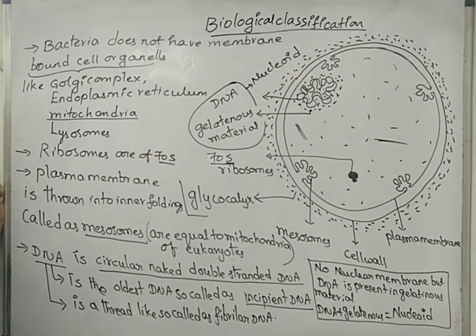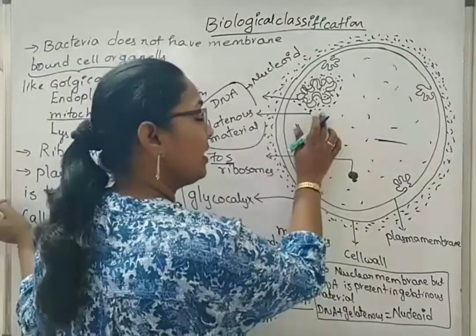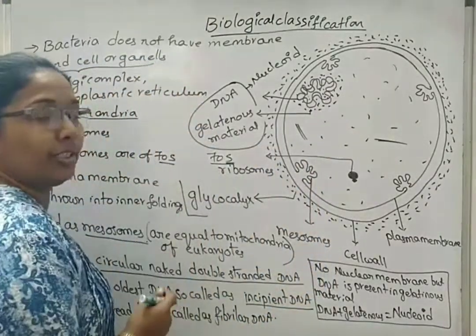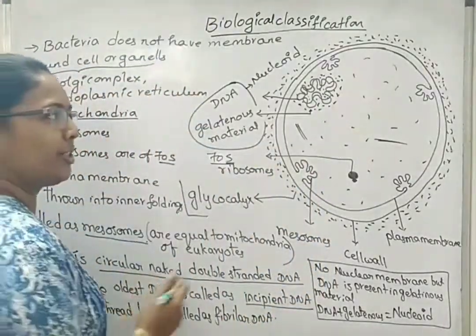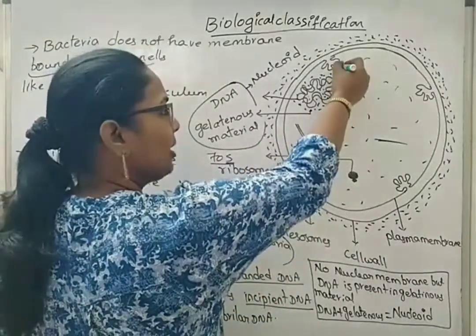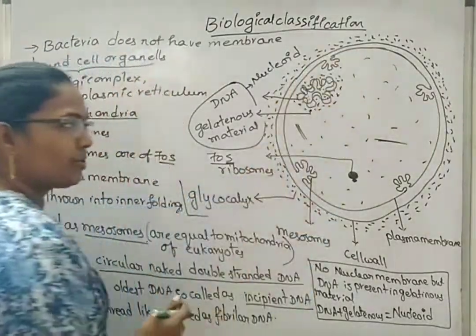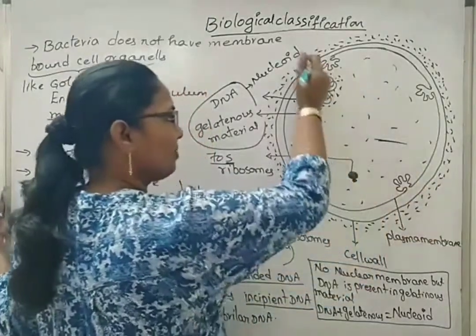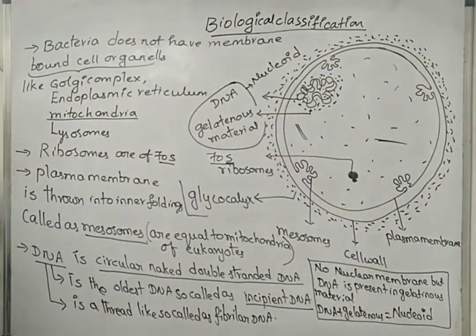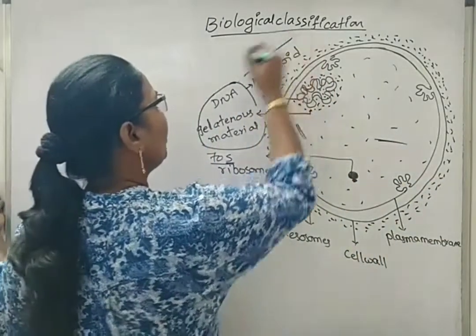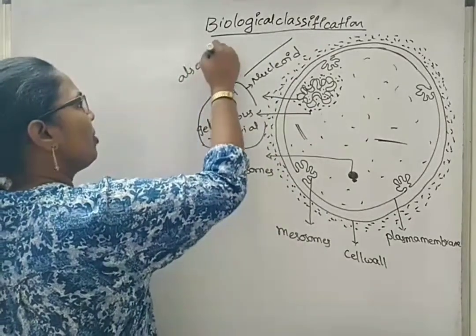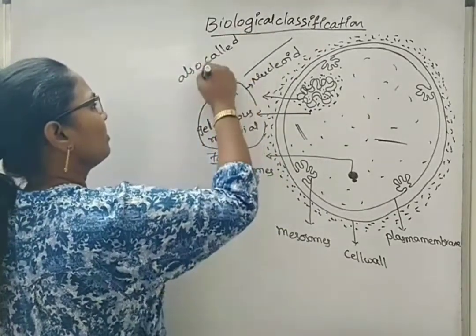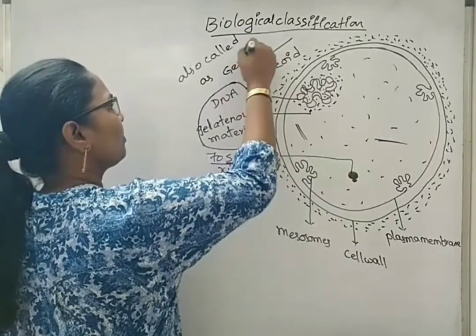Mesosomes are the structures equal to mitochondria of eukaryotes and responsible for respiratory functions. Now, when DNA wants to undergo division, like binary fission or multiple fission, then for the availability of ATP, it goes near the mesosomes and starts division from there. Nucleoid is also called genophore.